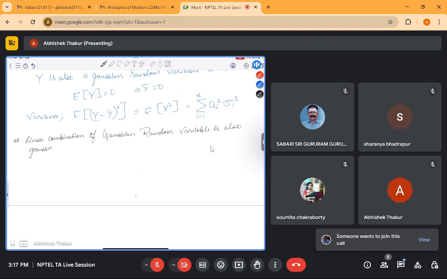So for a summary till now, we had independent Gaussian random variables x1, x2, up to xn.